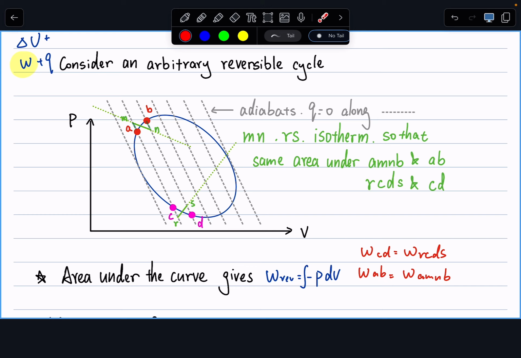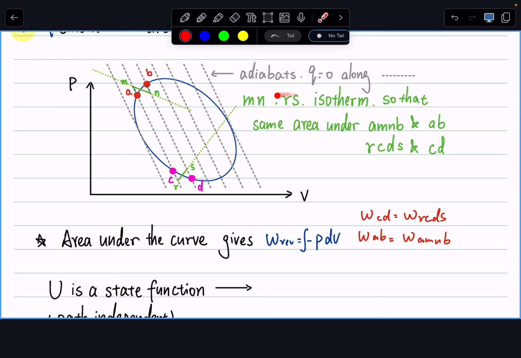These adiabats and isotherms can be really close to each other or far away from each other. It's basically all the lines taking space on my PV diagram. But nevertheless, the first condition is we find points like MN and RS, which are my isotherms. Then the area below my AMNB and below my AB are the same, and the area below RCDS and the area below CD are the same. So we're finding points so that W_AB equals W_AMNB, and likewise W_CD equals W_RCDS.